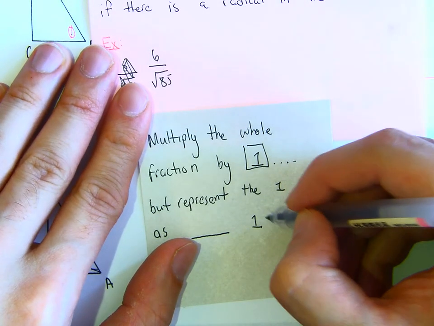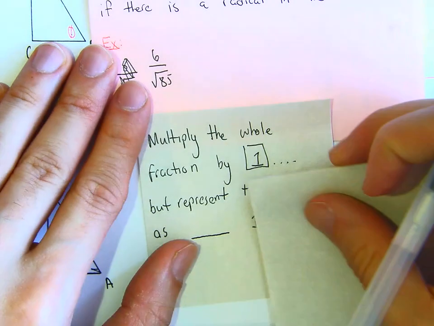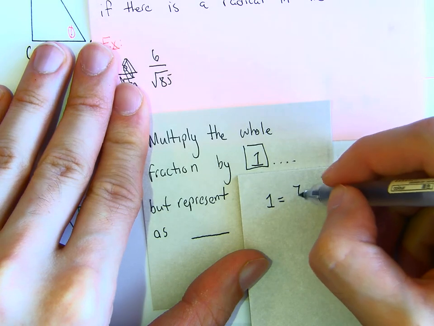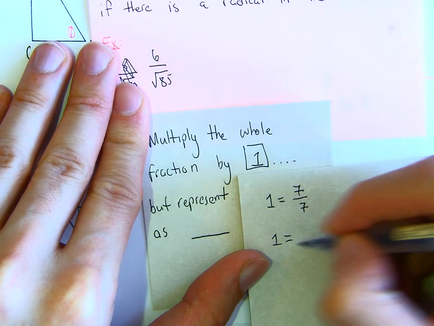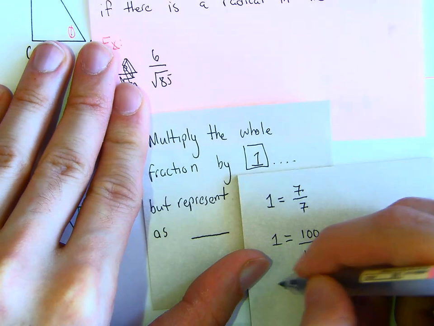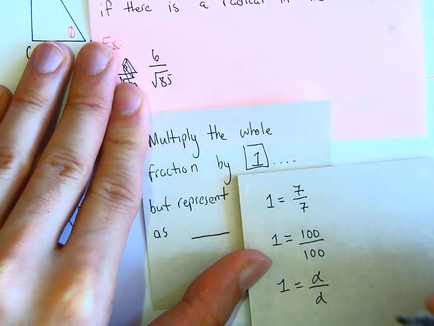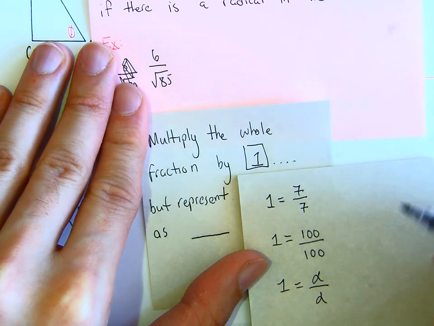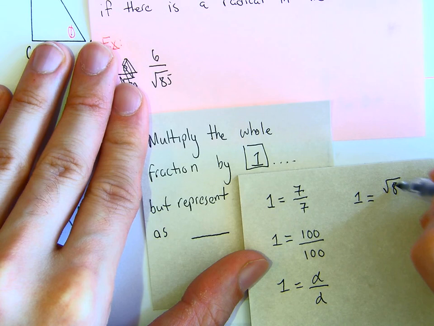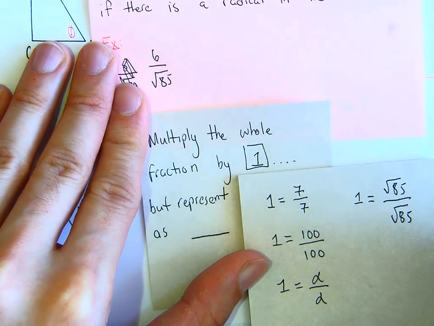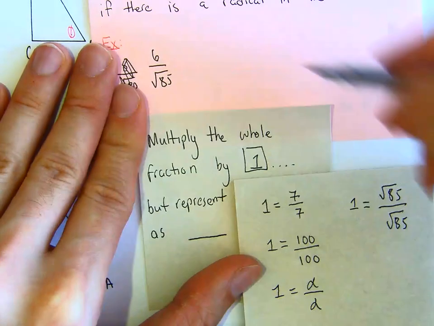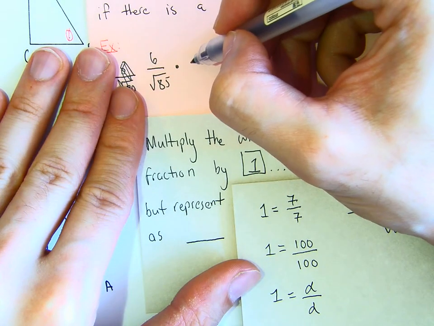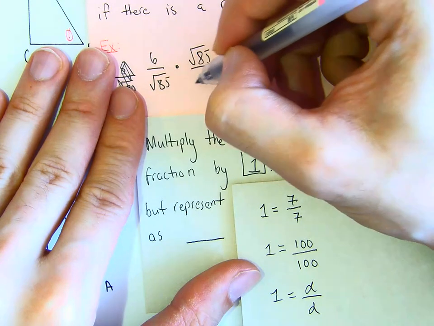Notice, isn't 1 equal to, just be patient with me, isn't 1 equal to, let's say, 7 over 7, right? 1 is equal to 100 over 100, right? 1 is equal to alpha over alpha. So if you have the same number on the top and the bottom, the numerator and denominator, it's equal to 1. So is 1 also equal to square root of 85 over square root of 85? This has to be true. So the idea is you're going to multiply this 6 over square root of 85 by square root of 85 over square root of 85.